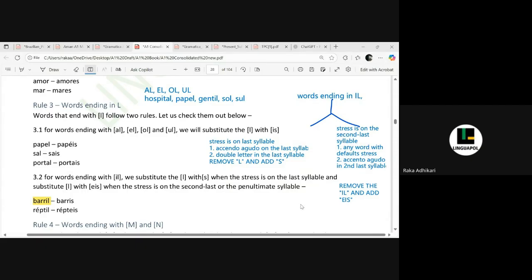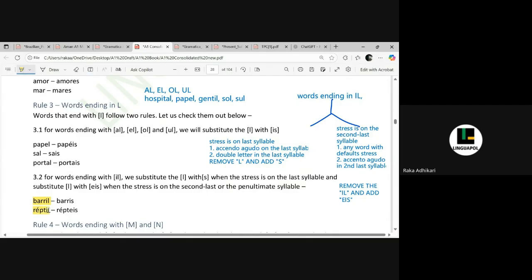So we know that by default, every word in Portuguese has a stress on the second last syllable. But apart from that also, if we have an accento agudo on the second last syllable, then definitely the stress will come there. Now in this category of the word, if we can decide that this word has stress on the second last syllable, in that case, we will remove the IL from the end and we will add EIS. Look at this example, guys.